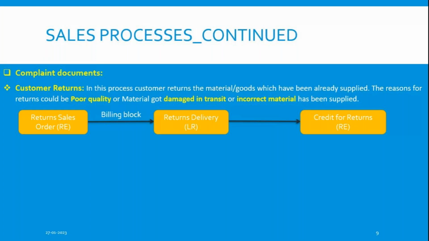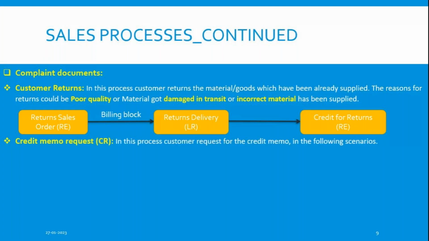Very important point. Billing block, by default it goes for a billing block. So a complaint is one of the returns documents, and returns is one of the complaint documents. Then we have the credit memo request. This document is also considered a complaint document.